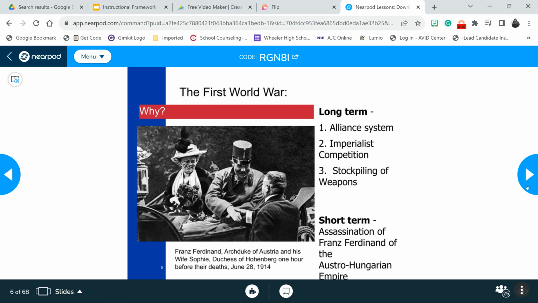So the reason why we had the war, everybody had weapons. And think about when you get a brand new toy or a brand new iPhone, the first thing you want to do is go play with it, right? So that's what they want to do. They want to play with their new weapons. If you remember what we did in Unit 4, we talked about imperialism. Everybody's trying to occupy land. So everybody's fighting over that land. And also the idea of the alliance system. Everybody got friends.